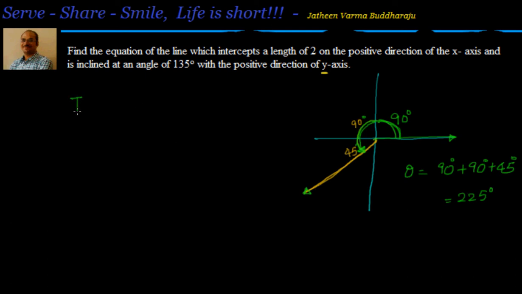So now we know slope is equal to tan theta, that is equal to tan of 225. We know tan of (180 plus theta) is equal to tan theta, so that is equal to tan 45, which is equal to 1. Okay, and what is the other point I have? The other point I have is it not only makes an angle of 45 degrees, it intersects.